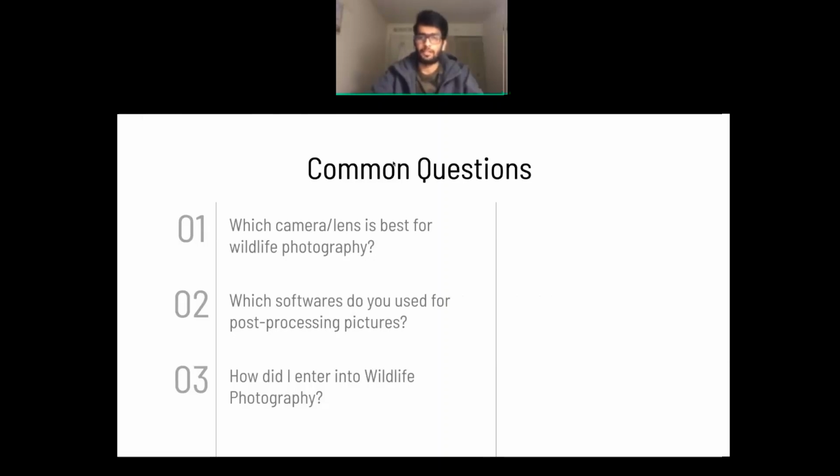Before we get started with the particularities of the photographs, here are the common questions that I encounter in Instagram chats or with some juniors, or even after the announcement of this workshop. Which camera lens is best for wildlife photography? I believe the best camera is the one you can afford at that point of time.